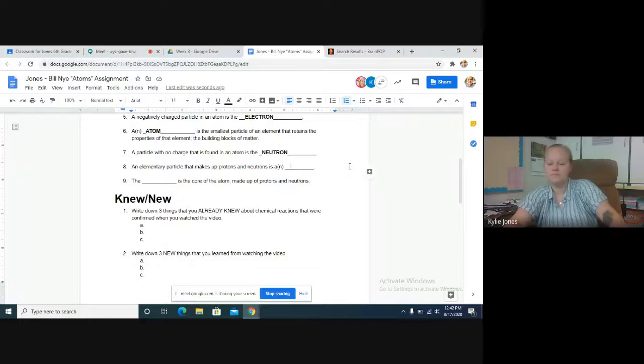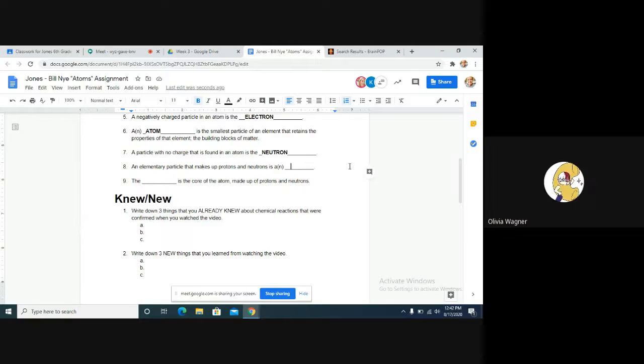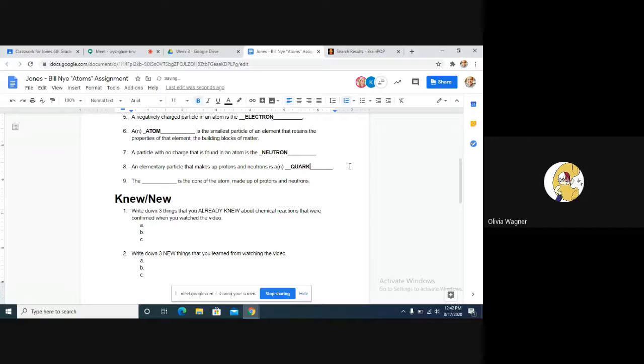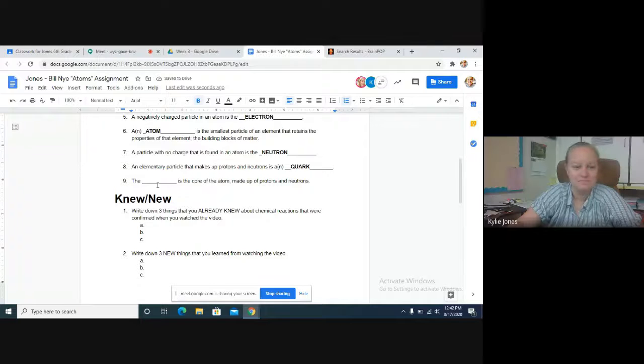Okay. Our next one: an elementary particle that makes up protons and neutrons is what? This one's a weird word. A quark? Yeah, quark. I got quark. Like quack, but with an R. Quark. Oh. Okay. So those things make up the protons and the neutrons.